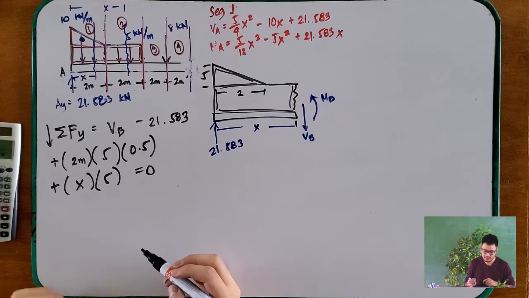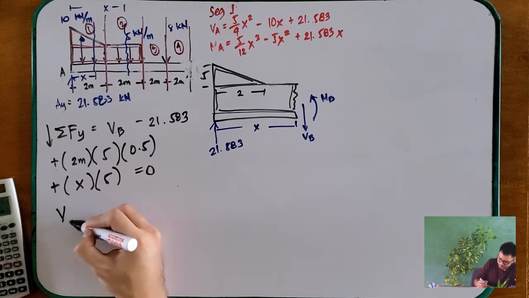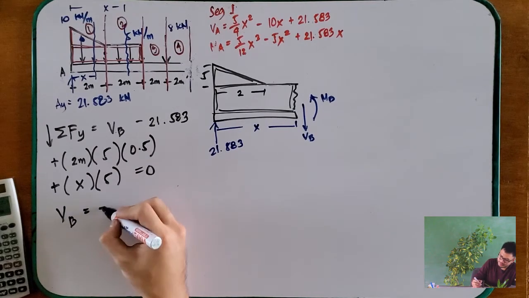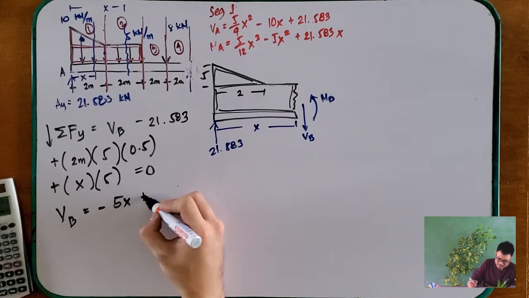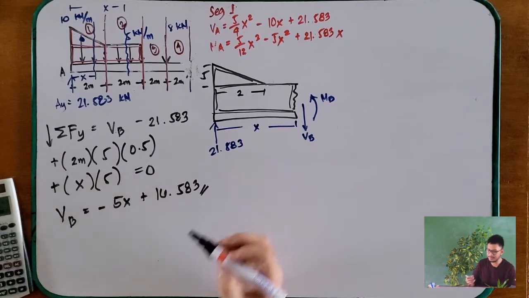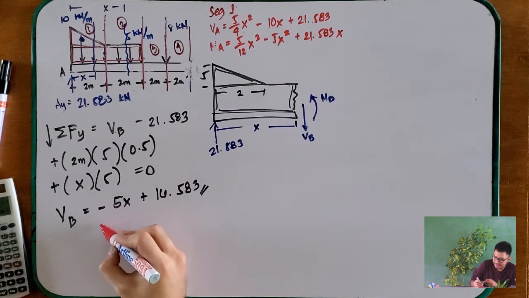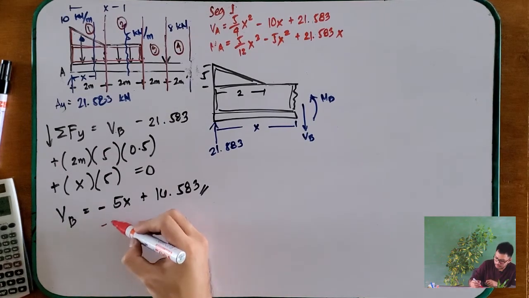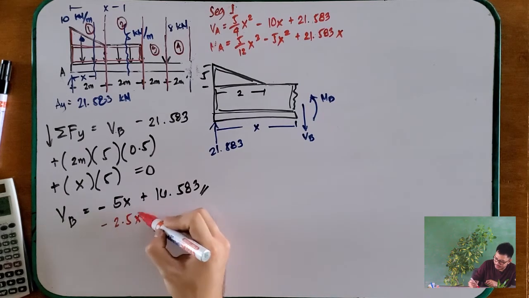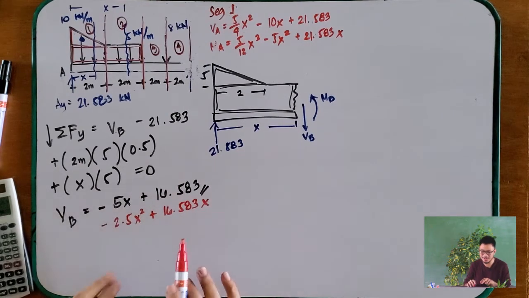And basically, here, we'll find out that your VB is equal to negative 5x plus 16.583. And I think our MB is negative 2.5x squared plus 16.583x. First, let's check the expected value of our MB. Let's check. Okay.